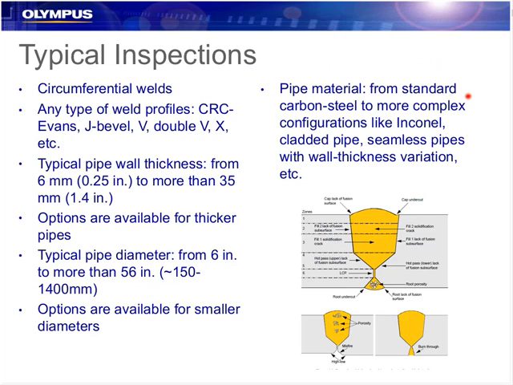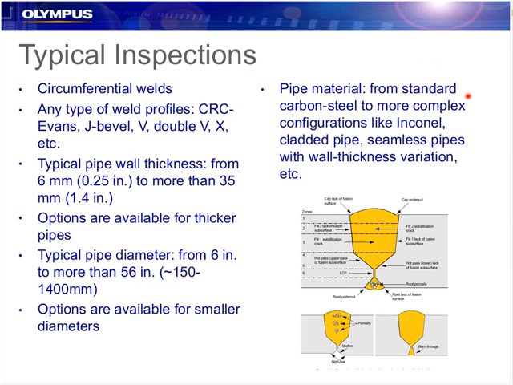So the typical inspections that we do with this type of system, the main system is usually used for circumferential welds. There could be adaptation to long seams, but that would have to take an investigation. The general system off the shelf is really designed only for circumferential welds. Really any type of weld profile can be done: CRC Evans, J bevel, V, double V, X. It's just going to alter the inspection technique, how we break it up, and how we apply the ultrasound.